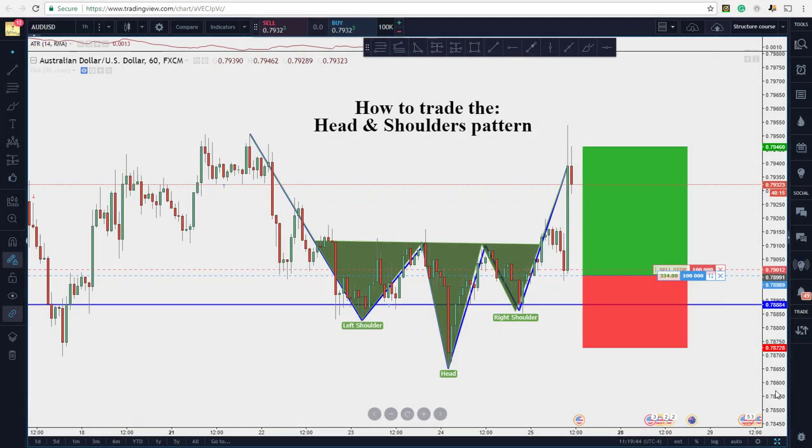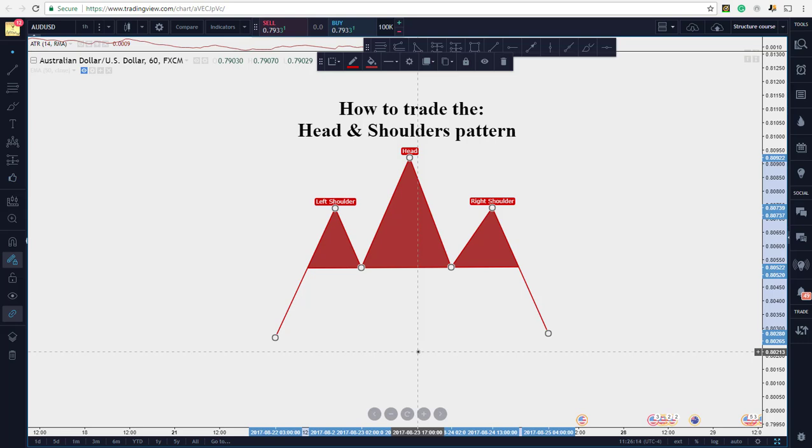Alright guys, so as you can see on the chart in front of you, we actually had a pretty good example of a head and shoulders pattern on the Aussie dollar, and we're going to come back to this trade after the tutorial part of this video and check out some more in-depth analysis on this specific trade. So now let's go ahead and get into exactly what we're looking for when it comes to a head and shoulders pattern.